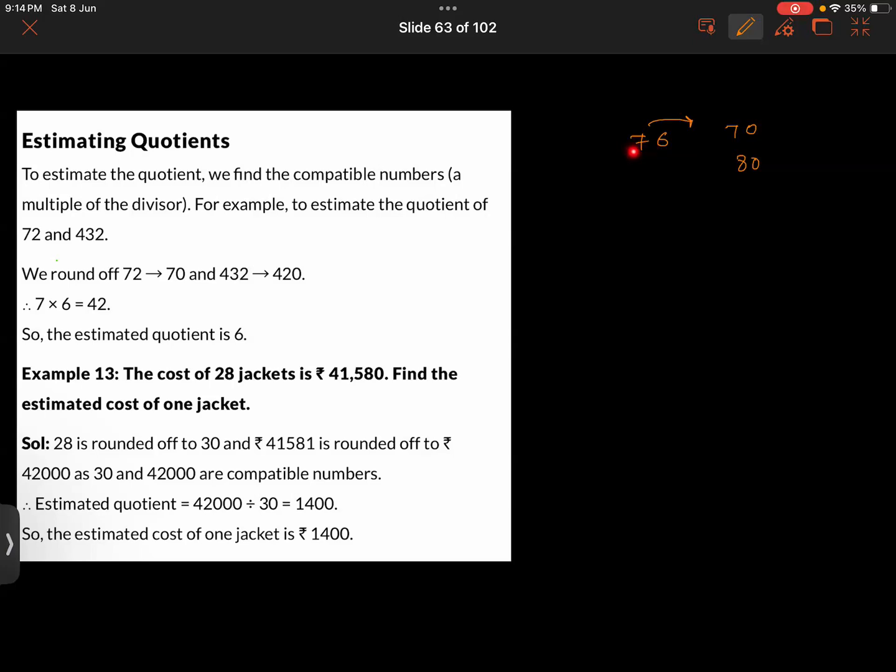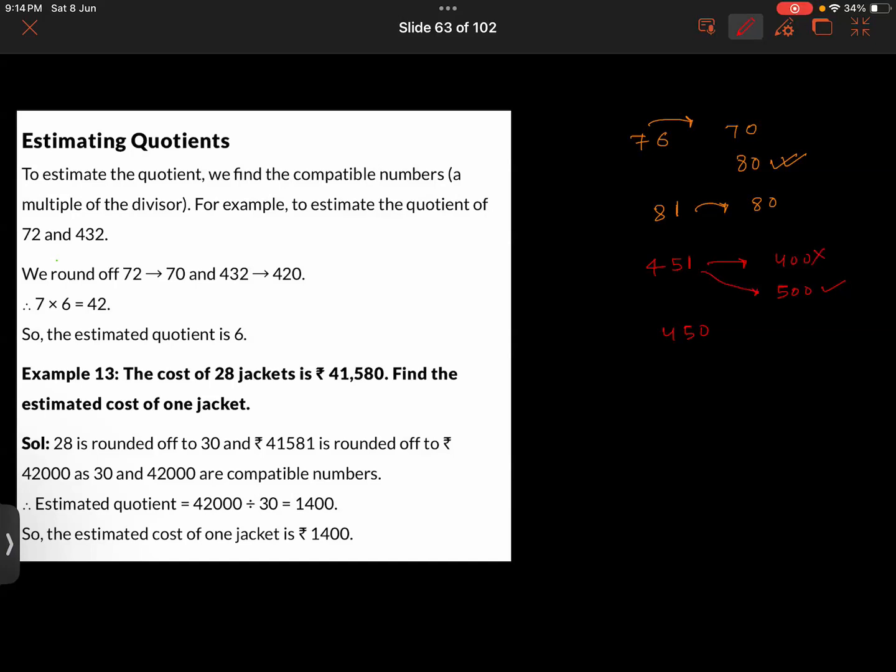76 rounded off to the nearest 10 will become 70 or 80. 80. Good. Do tell me what about 81? 81, 80. Very good. Now say there's a number like 451 rounded off to the nearest 100. Will it become 400 or will it become 500? 500, very good. What about 450?